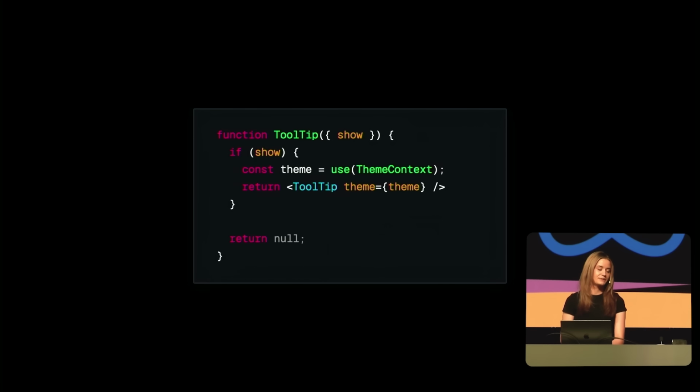So one big difference here, though, is that we can conditionally call it, because it's an API, it's not a hook. So this means that we can call it after early returns, within conditions, and so on. So the use API gives us a lot more flexibility to use context based on any runtime condition.